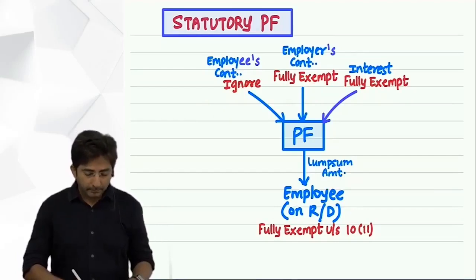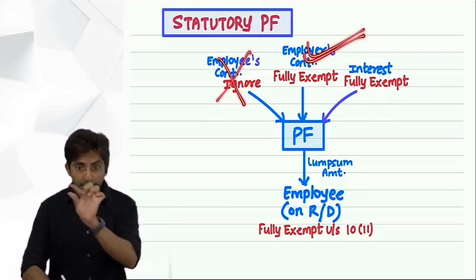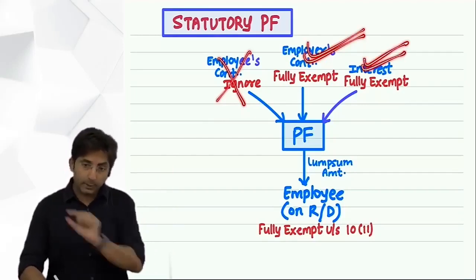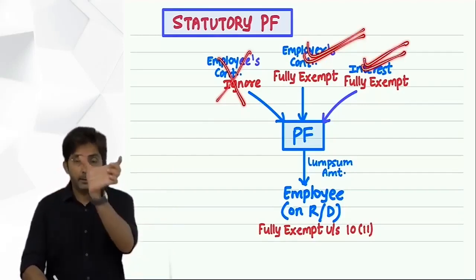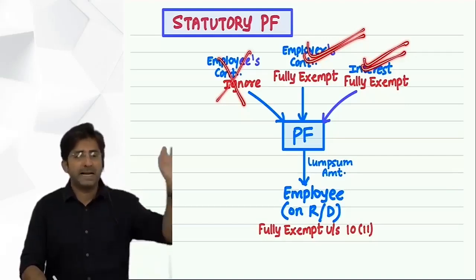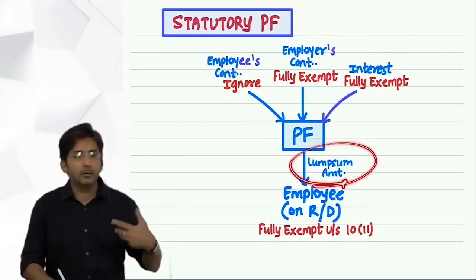Okay, and this you will ignore, but this you will write in the statement. Fully exempt means you have to write it in the statement, but in the amount column, dash. This also you will record in the statement. In the particulars column you will record interest on SPF, but in the amount column, dash. Even this you will record in the statement, but in the amount column, dash.